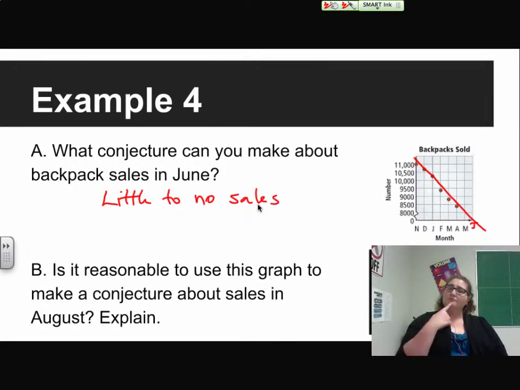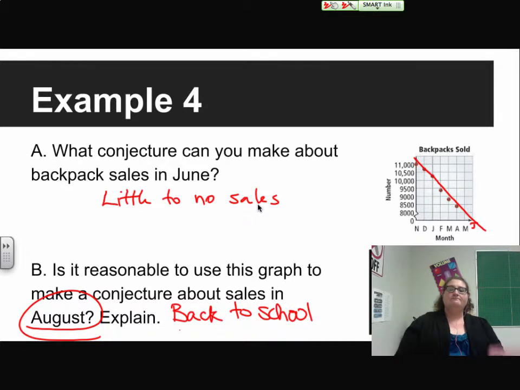Okay, then it says, is it reasonable to use this graph to make conjecture about sales in August? Explain. Well, if we look at it for sales in August, if we keep going with this trend line, that would say that they're not selling any backpacks in August. Do you think retailers are not selling any backpacks in August? Well, your answer should have been a mental no, because what happens in August? We all go back to school, and we're buying backpacks. So back to school, school buying. Back to school. Increase in backpack sales.